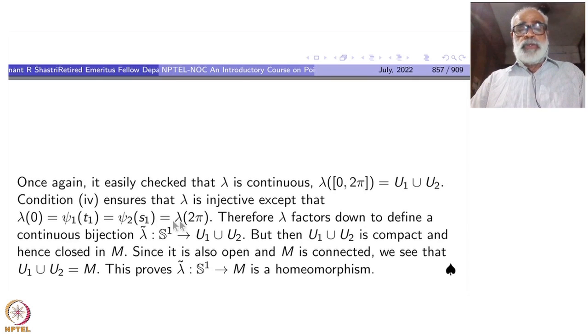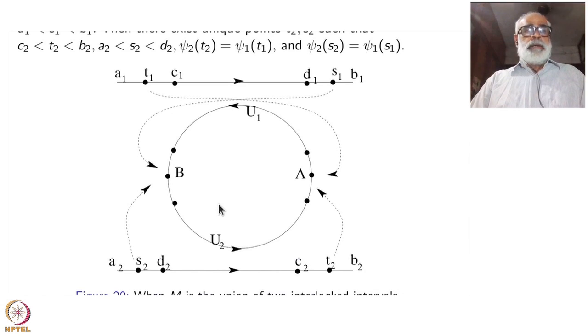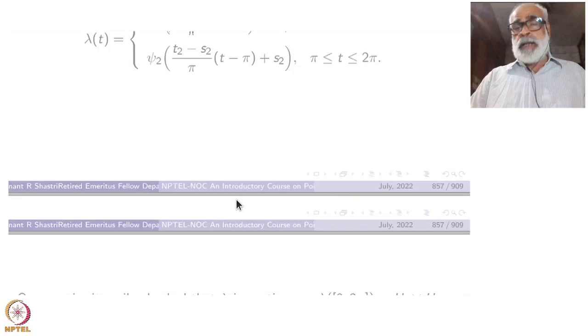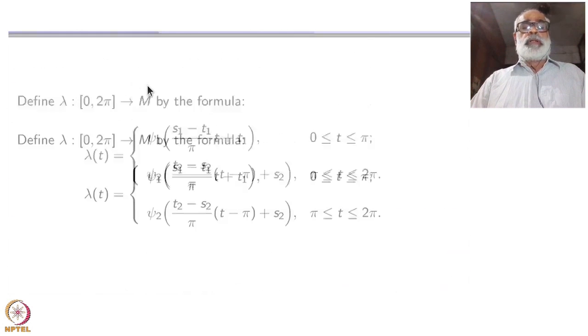So, under that, this will give you a continuous bijection from the circle to M. S1 is compact, M is Hausdorff, therefore, this is a homeomorphism onto its image. And the image is U1 union U2, that much is covered. But then U1 union U2 is open as well as being compact, it is closed also. Therefore, it must be the whole space because M is assumed to be connected. So, every bit is used here. So, we have completed the proof that M is actually homeomorphic to the circle in this case.